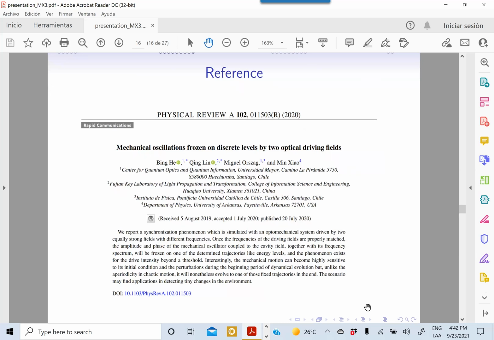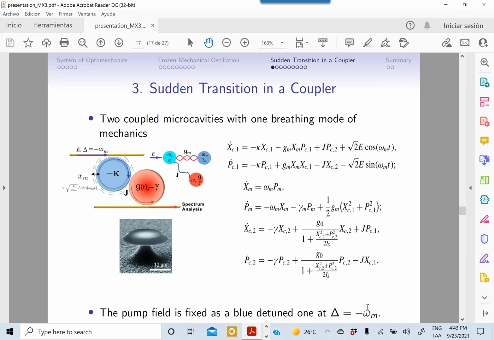After finishing this part, we're going to talk about the second dynamical scenario we are interested in. The second phenomenon is about a sudden transition in a coupler. What do we mean by coupler? It means a two-coupled microcavity.